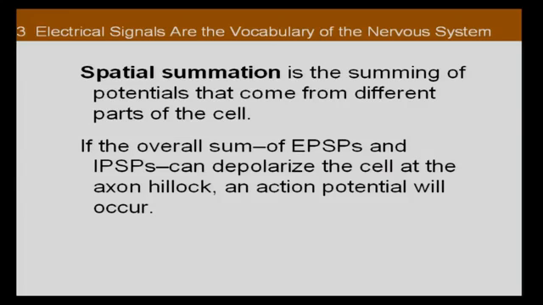Okay, there are two types of potential summation, local field summation in a cell that I want you to understand. The first form of summation is called spatial summation. And that is the summing of potentials that come from different parts of the cell, on different spatial parts of the entire cell, by cell, I mean the cell body and the dendrites. Where are those inputs coming in, and how do they summate? If the overall sum of EPSPs and IPSPs can depolarize the cell at the axon hillock, an action potential will occur. We've already talked about that.